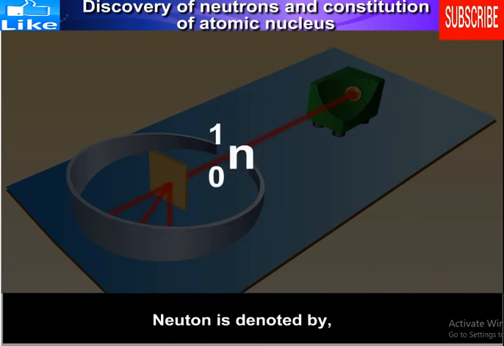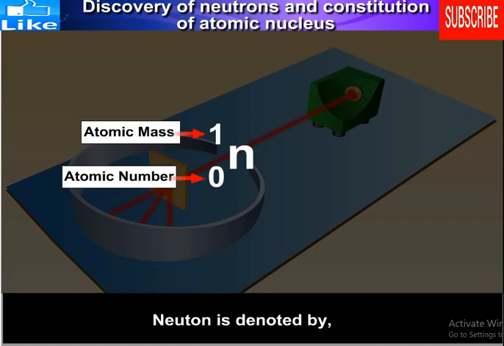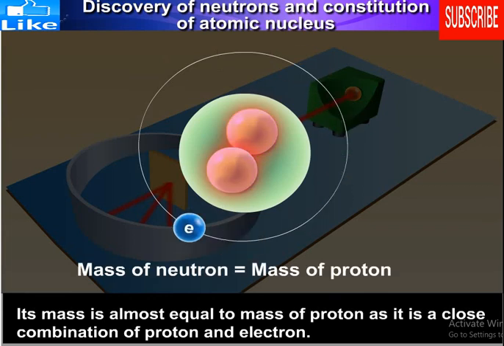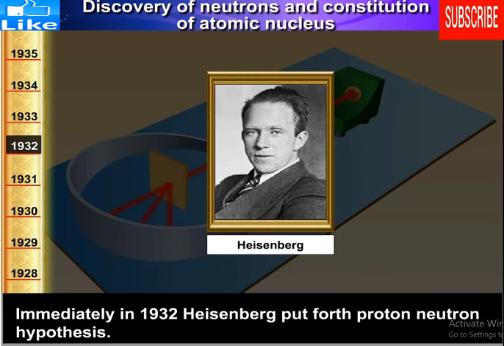Neutron is denoted by small n, and in the place of atomic mass, we write 1, and in atomic number, we write 0. It is neutral in nature. Its mass is almost equal to mass of proton, as it is a close combination of proton and electron. Immediately in 1932, Heisenberg put forth proton-neutron hypothesis.